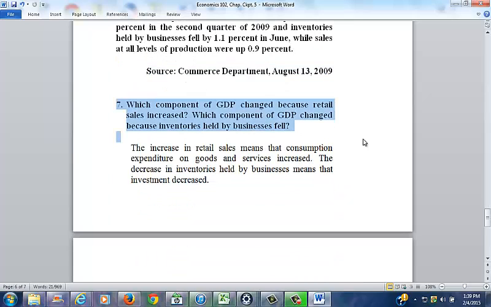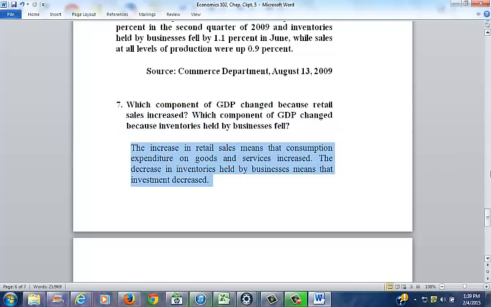Question 7 states, which component of GDP changed because retail sales increased? Which component of GDP changed because inventories held by businesses fell? The increase in retail sales means that consumption expenditure on goods and services increased. The decrease in inventories held by businesses means that investment decreased. So consumption went up, investment went down.